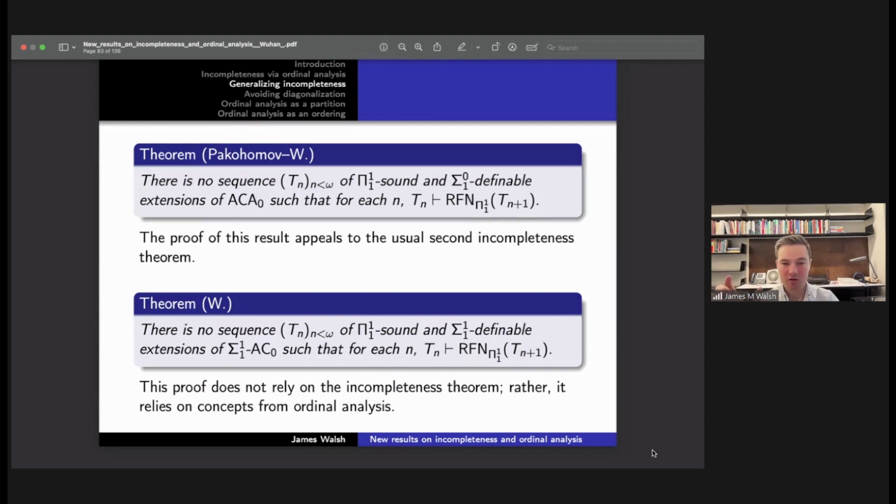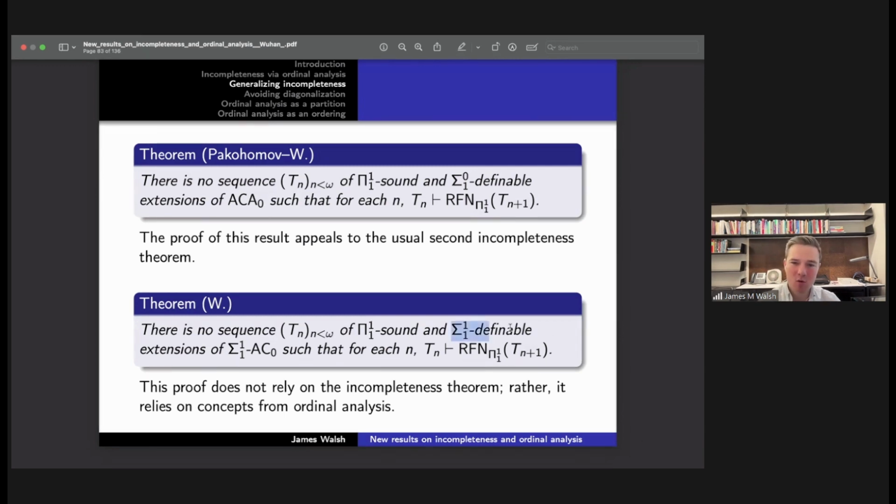And the proof of this result does not invoke the second incompleteness theorem. Rather, just like the last one, it's relying on concepts from ordinal analysis. It's relying on the notion of a proof-theoretic ordinal. I should say that, when you look at this new result, you might wonder: is it stronger than the old result? Is it weaker than the old result? But again, it just seems to be incomparable.